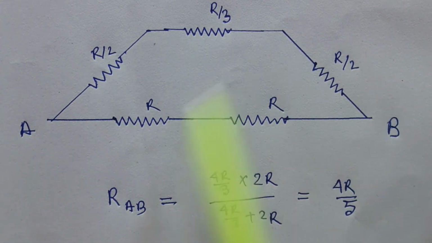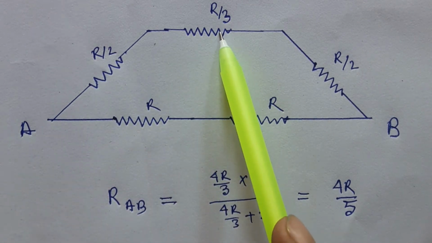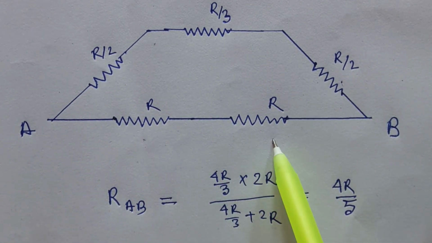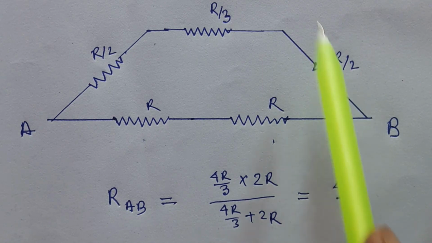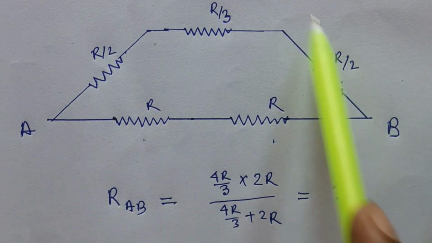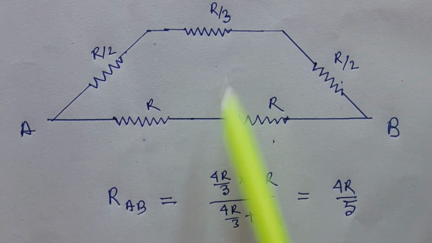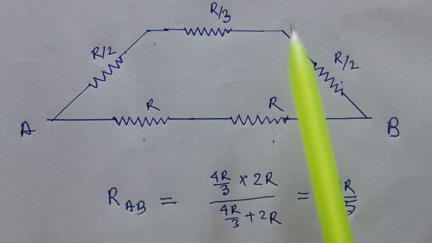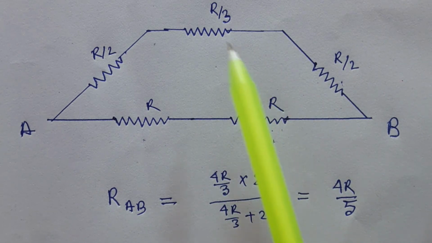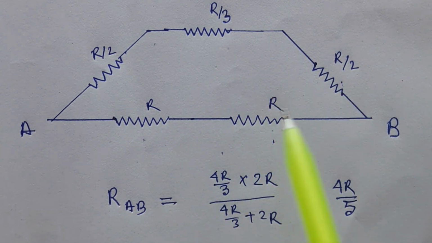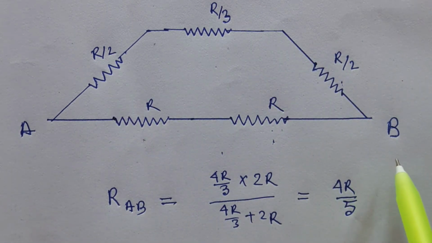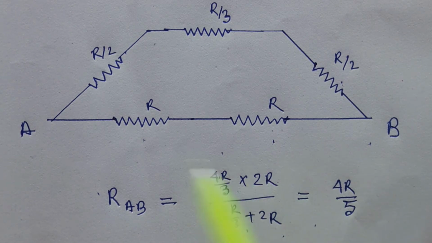Here is the larger simplified figure. Here we see that R by 2, R by 3 and R by 2 are in series, and these are also in series, and this series combination gives the equivalent resistance 4R by 3, and this gives 2R, and these two resistances are also in parallel. 4R by 3 and 2R are in parallel. Therefore, it gives the equivalent resistance between the two points A and B, RAB equal to 4R by 3 into 2R divided by 4R by 3 plus 2R, and this gives 4R by 5. This is the equivalent resistance between the points A and B.